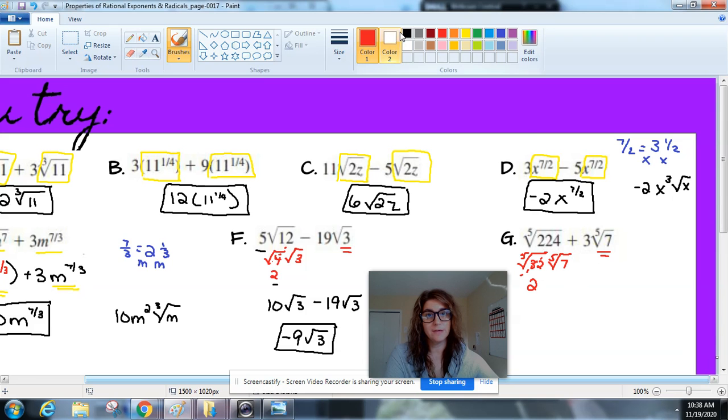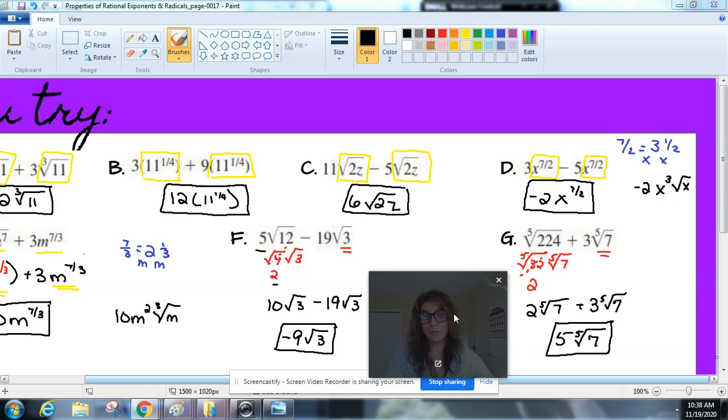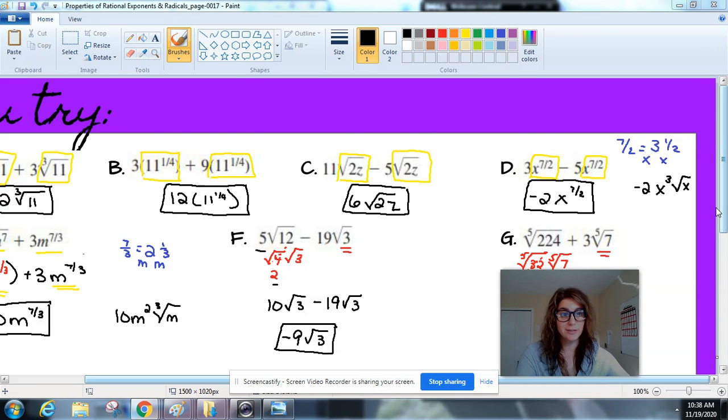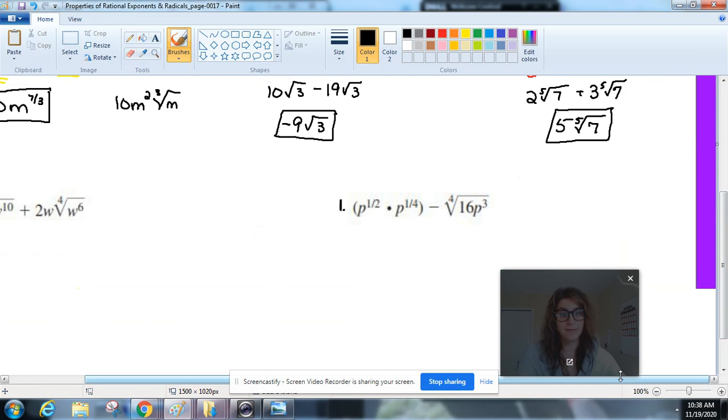So I can cancel that out. So now I have 2 5th root of 7 plus 3 5th root of 7. And that's going to combine to get 5 5th root of 7. And that would be my addition for that. Now, those are kind of basic, simple ones. They can get a little bit crazier, which we're going to see right now.